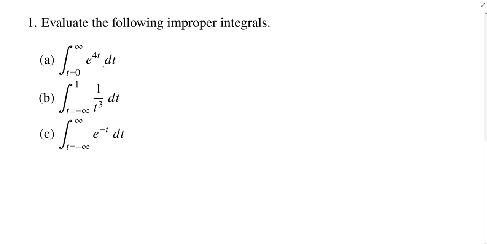Let's try this A. So in A, we're integrating from 0 to infinity, e to the 4t dt. All right. So I'm going to give a name to this function. I'm going to call it f prime of t. You say, well, why f prime? Well, I want to use the fundamental theorem of calculus. And when I use that, I want to view the integrand as the derivative of some function. And then I'm going to take its antiderivative.